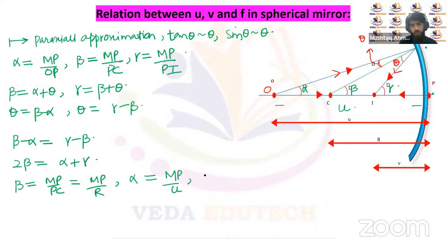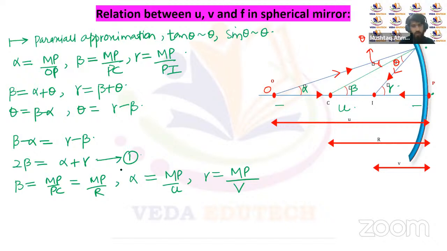And the value of gamma will be equal to MP upon PI. PI is the distance between the image point and the pole of the mirror, that is the image distance V. Now we can substitute the value of beta, alpha, and gamma in this relation.